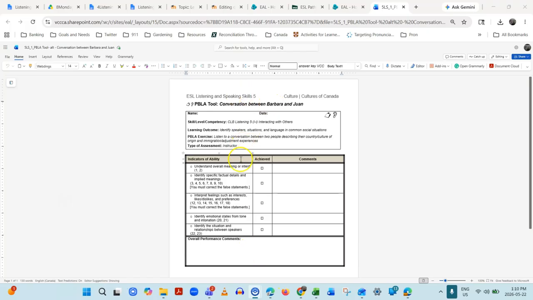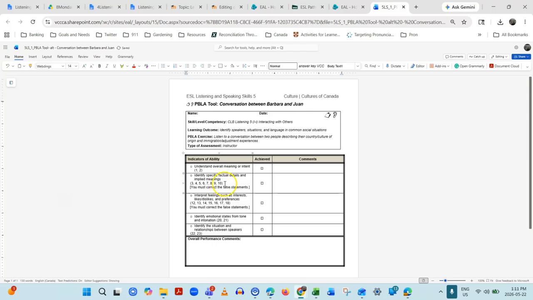Here's the tool. We can count the indicators of ability. 1, 2, 3, 4, 5. So students need to achieve 4 out of the 5 indicators of ability. It also indicates how many questions there are for each indicator of ability. So the first one, there are 2 questions. So students would need to achieve both questions in order to check this indicator of ability off.